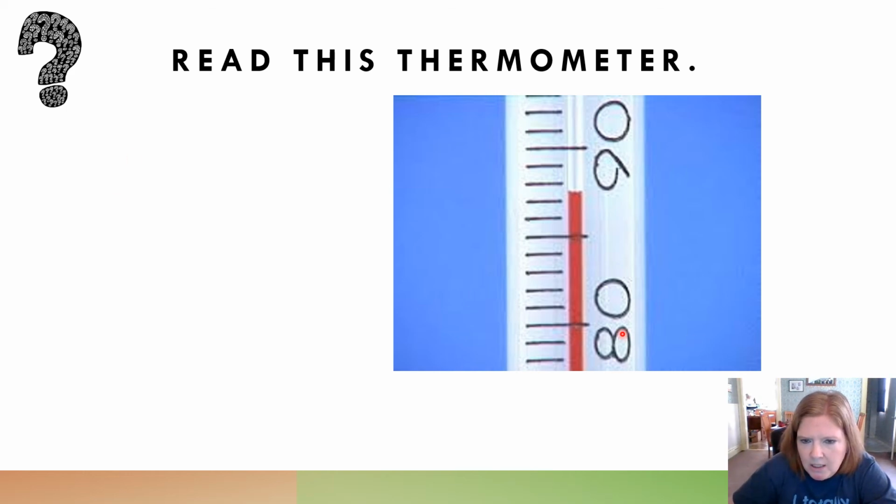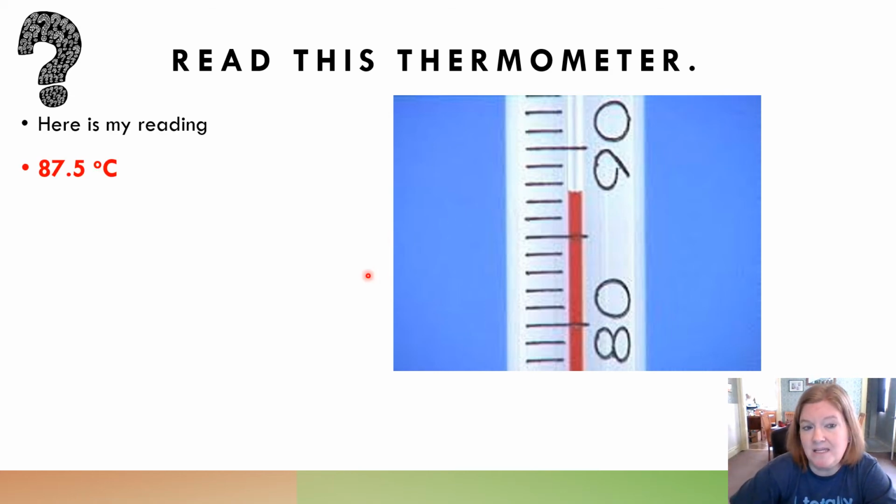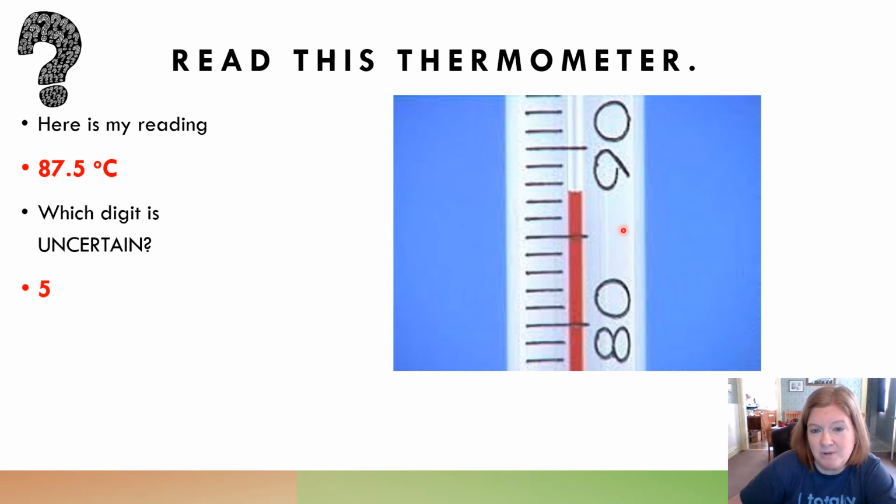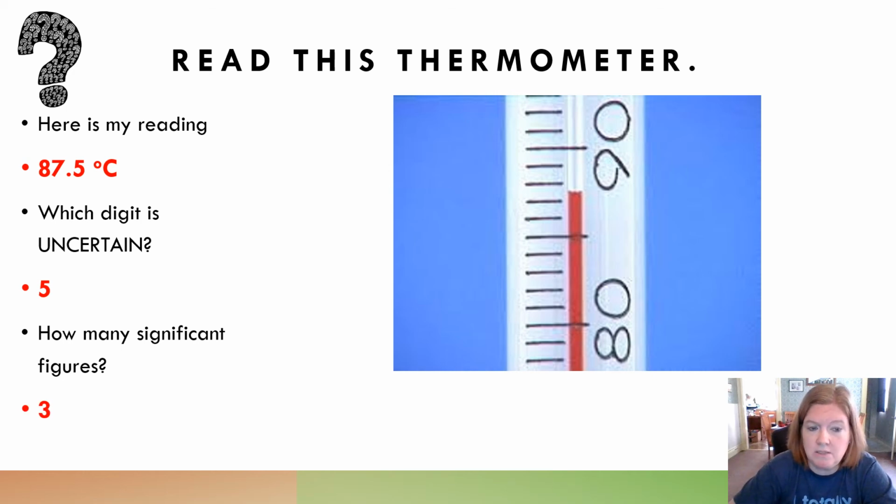So 80, 81, 82, 83, 84, 85, 86, 87. So 87 point, and then I'm going to make an estimate. So I say 87.5. Which digit is uncertain? The 5, because someone else might say 87.6, 87.3, 87.7, whatever. Okay, so how many significant figures? Well, there aren't any zeros, so 3.